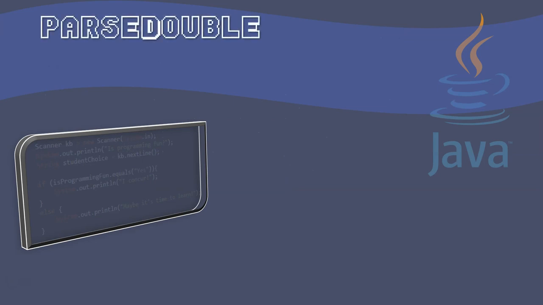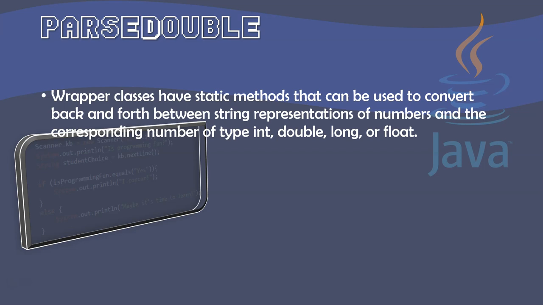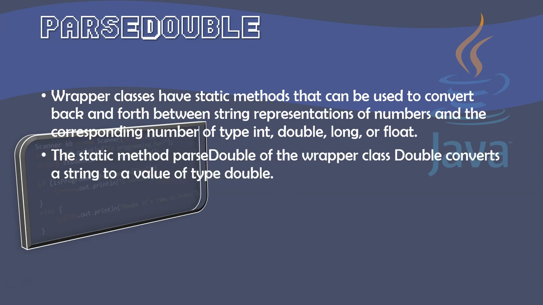But what we're going to probably use these more for are things like parsing. This is going to be a very common thing. So let's start first by discussing parseDouble. Wrapper classes have several static methods that can be used to convert back and forth between string representations of numbers and the corresponding number of type int, double, long, or float. The static method parseDouble of the wrapper class Double converts a string to a value of type double.